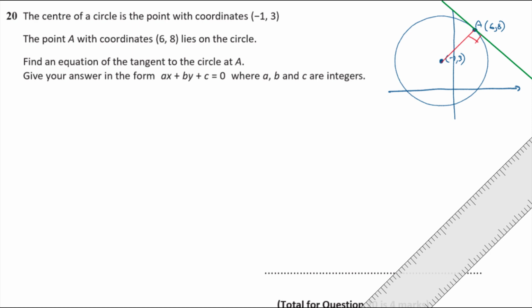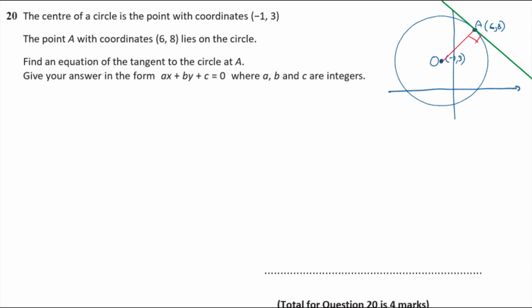If I can work out the gradient of the red line, using the 2 points that I know, the center of the circle and the point A, I should be able to find the gradient of OA. And then because I know it's at right angles to the tangent, I can then find the gradient of the tangent using m1 m2 equals minus 1. And then once I know the gradient of the tangent, I know a point it passes through, so I should be able to find its equation. So I've got a plan now, and I didn't until I drew the sketch. So draw the sketch. Right, so I'm going to find the gradient of OA first.